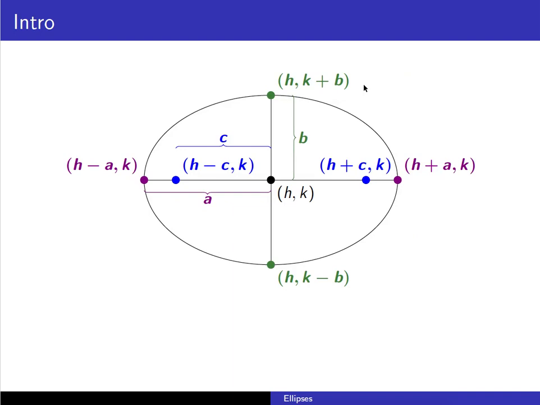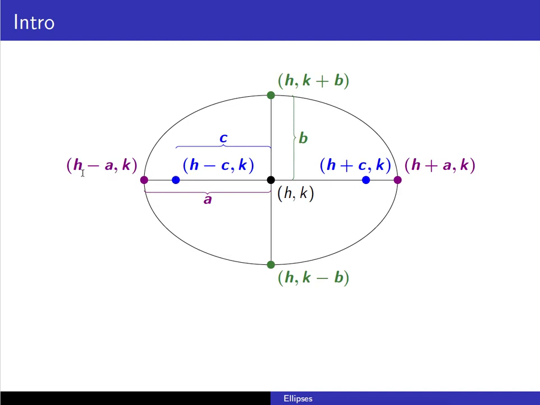So putting it all together, and it looks rather intimidating, I understand that. A represents the distance from the center to a vertex. So we have distance A and A. B represents the distance from the center to the covertex. And then C is the distance from the center to the focal point.